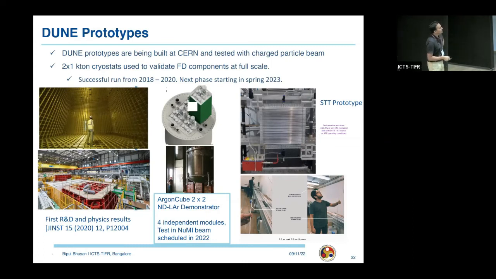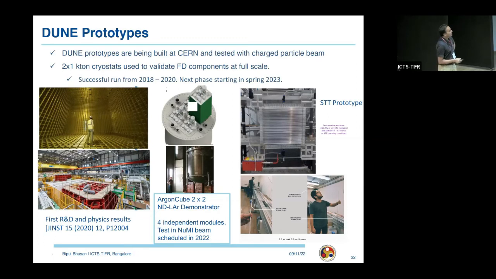On the near detector side, for the liquid argon, the ArgonCube 2x2 and the large detector have been built to demonstrate the capability of the near detector program, and there will be 4 independent modules which are going to go to the beamline anytime soon, for understanding this particular concept for the near detector complex.